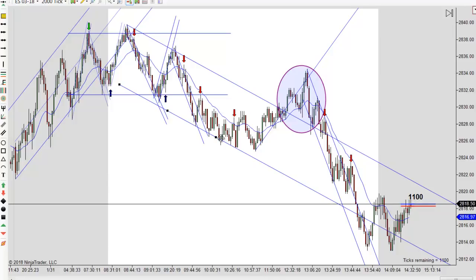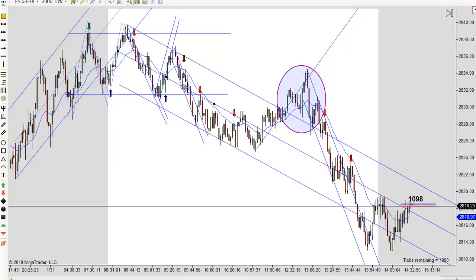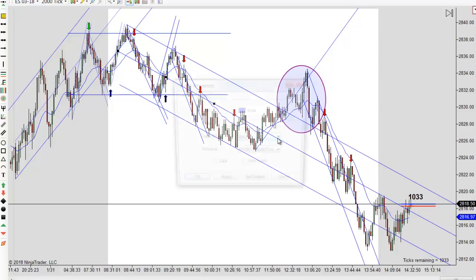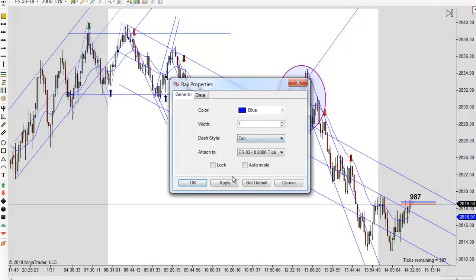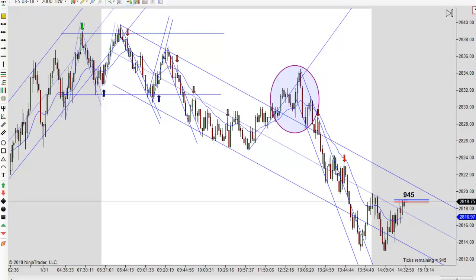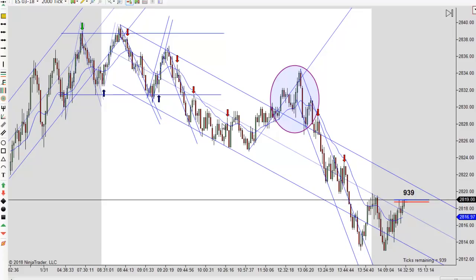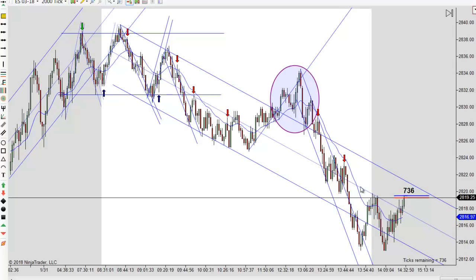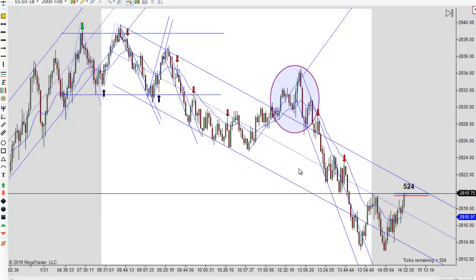This is going to be your channel, and there's probably a midline in here. You can see that fits perfectly. I usually make my midline lighter just so it breaks it up, but you can see that fits dead center. Notice how we turned down off of it multiple times. It's acting as support and resistance. Got some more resistance here. Now it's acting as support, trying to get higher.